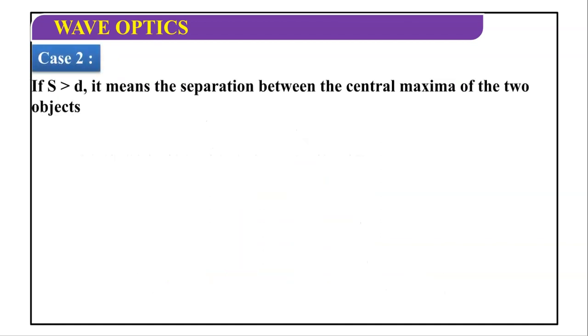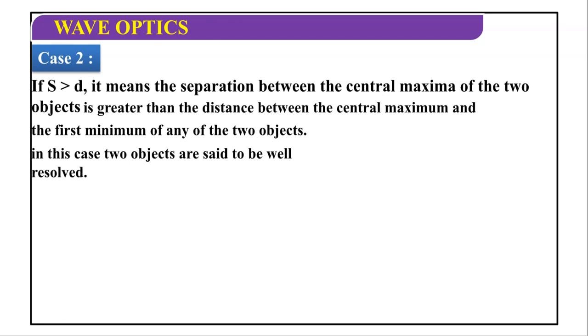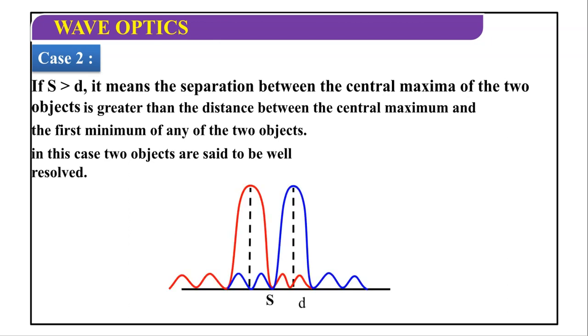In case 2, when S is greater than D, it means the separation between the central maxima of the two objects is greater than the distance between the central maxima and the first minimum of either object. Because of that, we can say the two objects are well resolved.